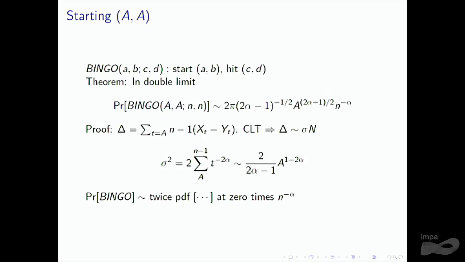means you have to get Subhabrata to make it formal for you. You take twice the, where did it go? There it is. Twice the PDF at 0, but now it's given explicitly, again, times the n to the minus alpha. So we get this when we don't start at 1, 1, but start at A, A.